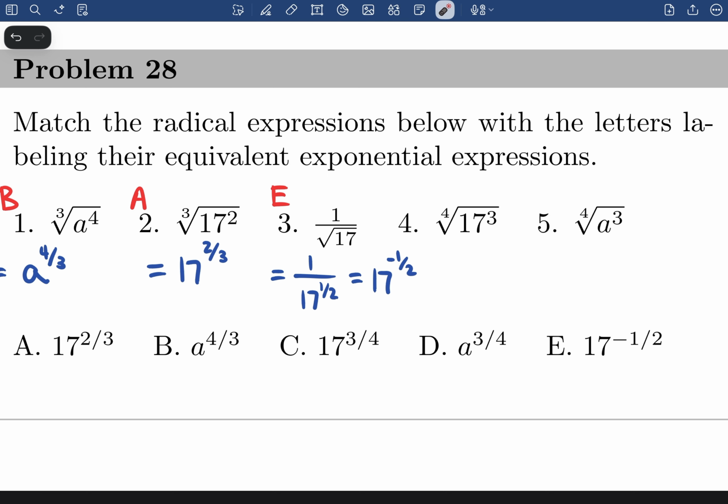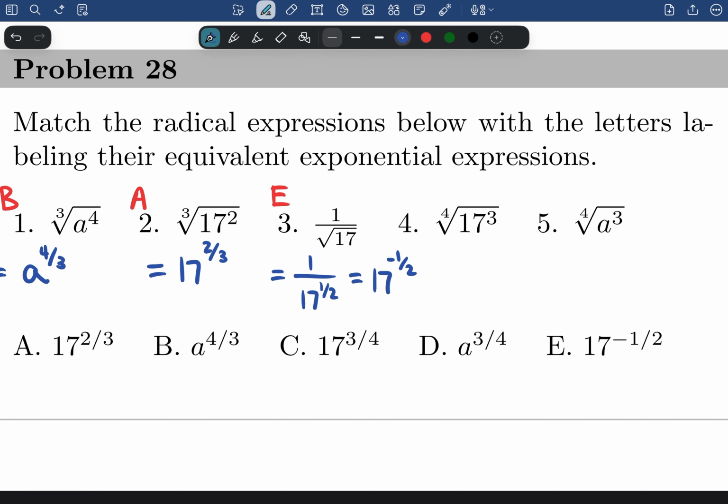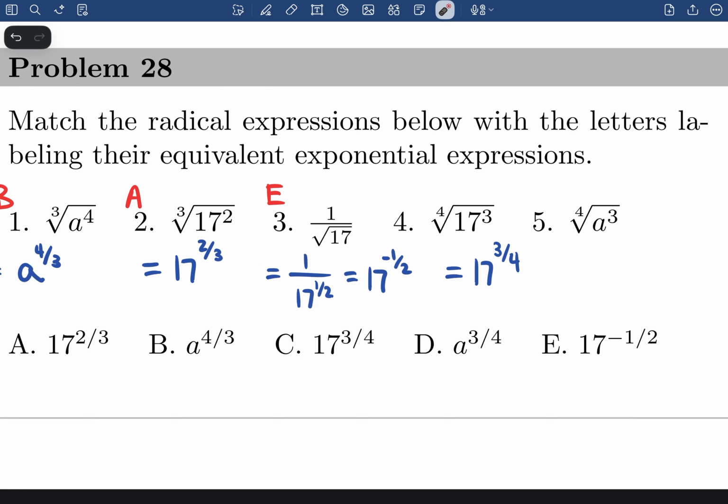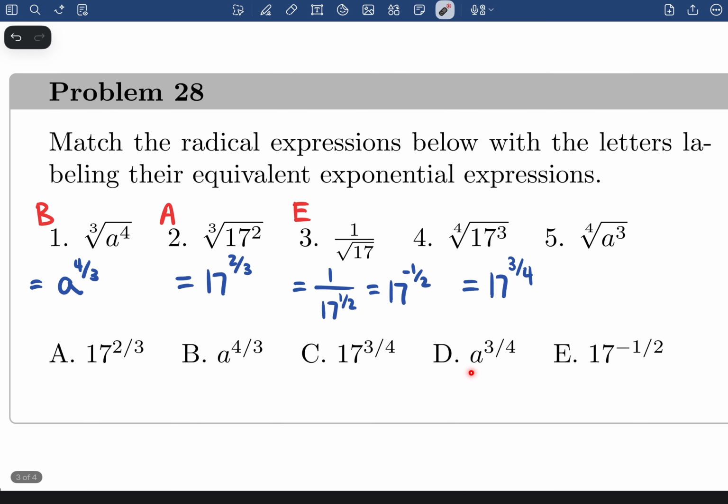Let's look at this next one. Here's a radical. Let's write it with a rational exponent instead. The 4th root of 17 cubed is 17 to the 3/4 power. Remember, the index is always the denominator. This power is always the numerator. And so looking at my possible options, I say, oh, that's C.